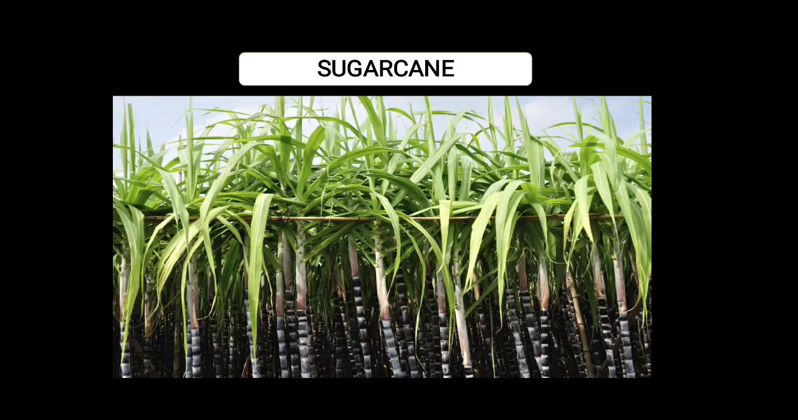So today we have learned about rice, wheat, maize, millet and sugarcane. In our next class we'll be dealing with cotton, jute, tea and coffee.